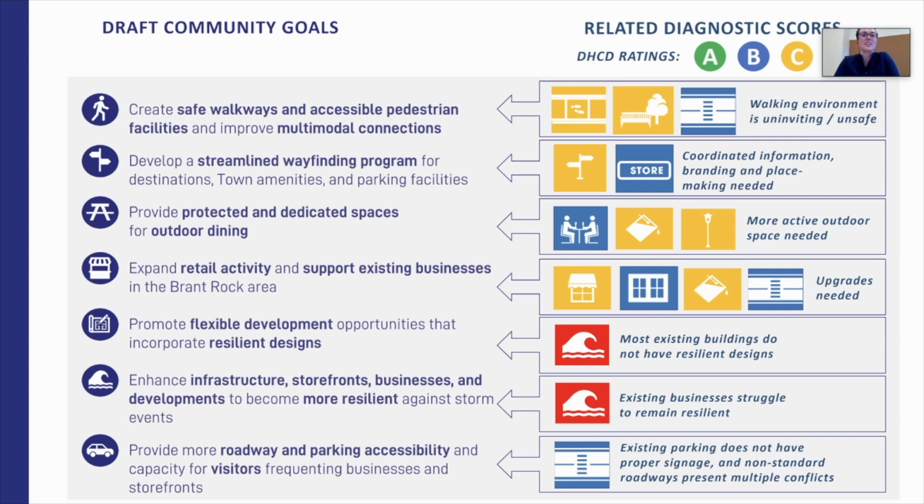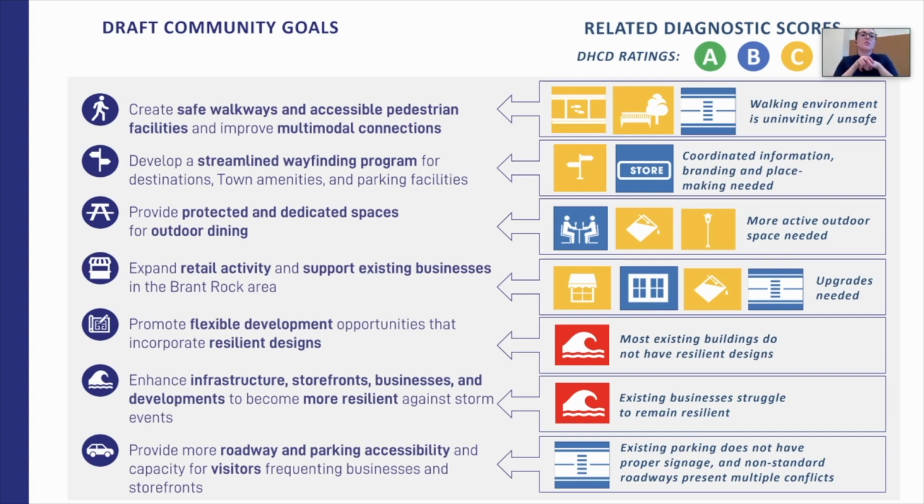Fourth is expand retail activity and support existing businesses in the Brant Rock area. Again, all of the different icons that relate to this goal are obviously focused on the private realm side. So, a mix of B's and C's for facades and awnings. In general, there are upgrades needed.